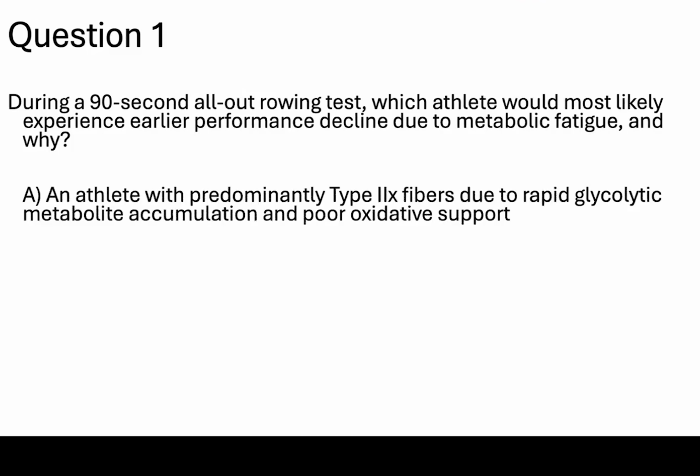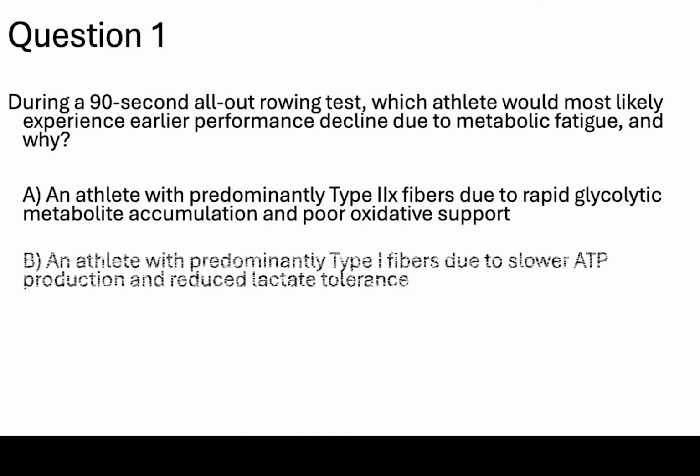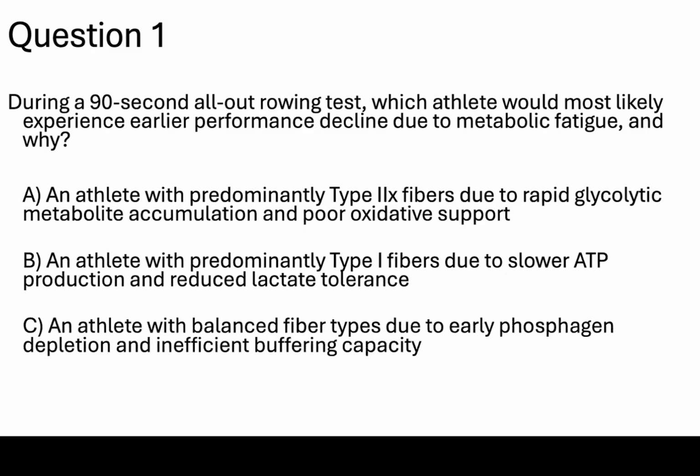An athlete with predominantly type 2X fibers. Why would they experience it? Well, they would experience fatigue due to rapid glycolytic metabolite accumulation. We have to parse through those words, and poor oxidative support. So that's potential answer number 1. Number 2, an athlete with predominantly type 1 fibers due to slower ATP production and reduced lactate tolerance. Or 3, an athlete with balanced fiber types due to early phosphagen depletion and inefficient buffering capacity.